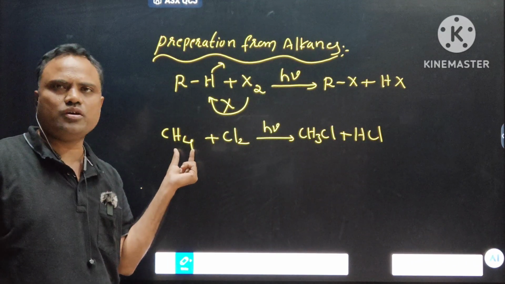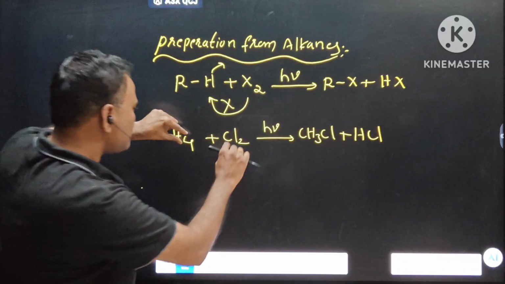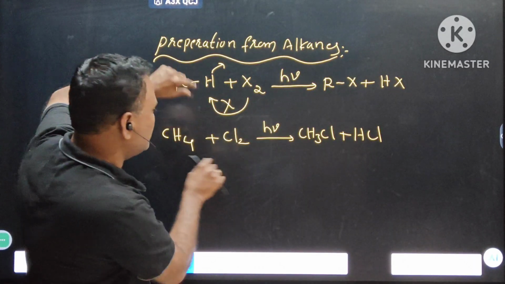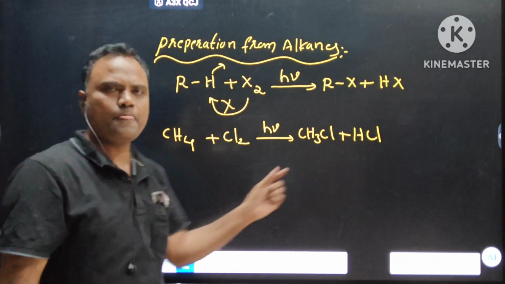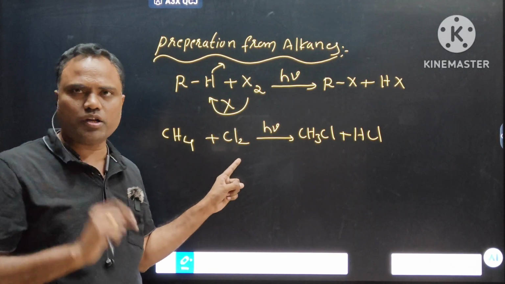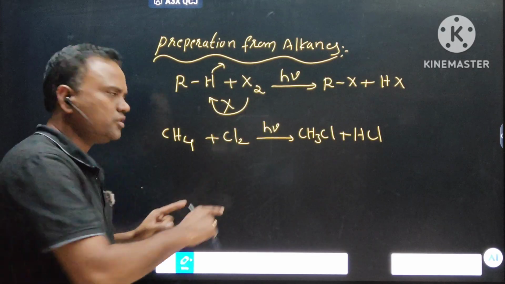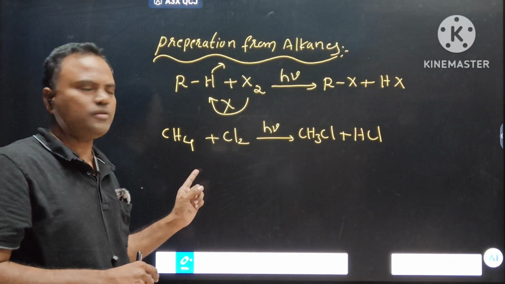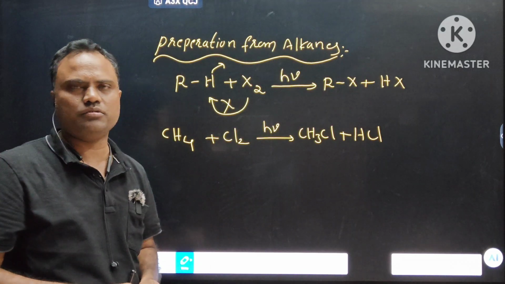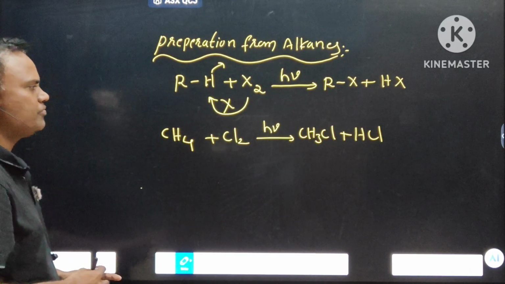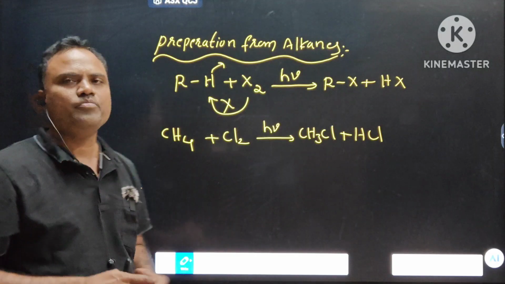Here we have four hydrogens, right? Remove one hydrogen and add one chlorine. Okay, CH3Cl. One hydrogen is coming out, and here one chlorine remains. We took two chlorines. One chlorine is coming and attaching to CH3 and one hydrogen is coming out. So HCl is formed. CH3Cl and HCl. Okay, right.